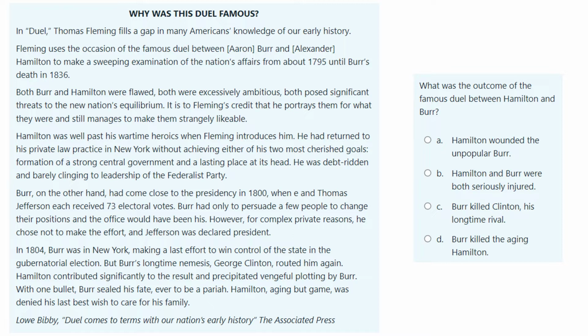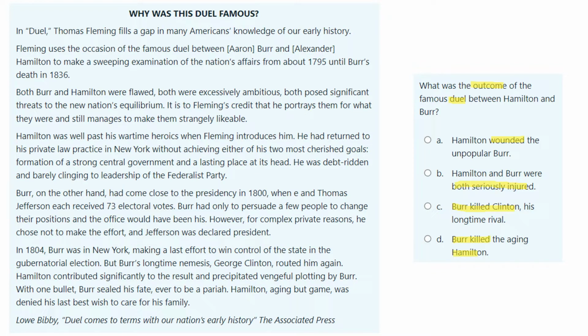We might find the word duel somewhere in the passage. Looking at the outcome, that means the solution, so we could be looking towards the end of the passage. A: Hamilton wounded the unpopular Burr. B: Hamilton and Burr were both seriously injured. C: Burr killed Clinton. D: Burr killed Hamilton.